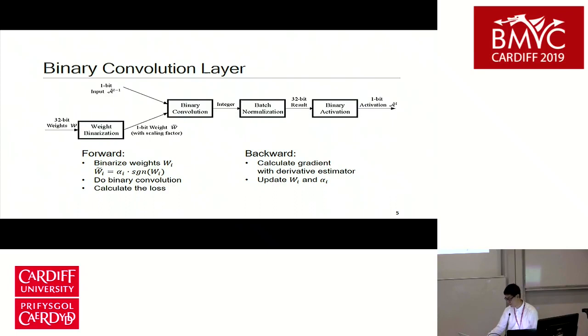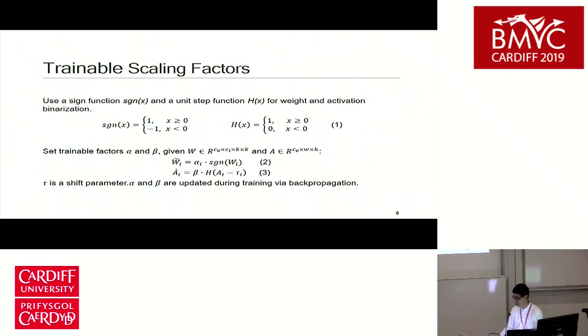For binarization, normally we can use the sign function or the unit step function. But the problem is that these functions highly restrict the outputs to just 0 or 1. So we set two trainable scaling factors, alpha and beta, for the weights and activations respectively. The binarization functions can be written as in equations 2 and 3. These alpha and beta are trainable, so we update them during network training along with other network parameters. Here, tau is a shift parameter in the activation.